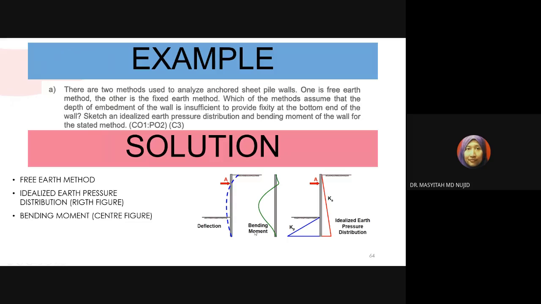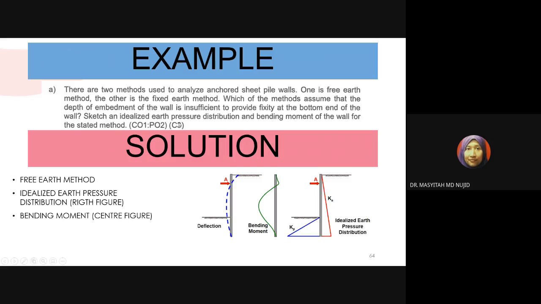This is an example. You are given a question. There are two methods used to analyze anchored sheet pile walls. One is the free earth method and the other is the fixed earth method. Which of the methods assumes that the depth of embedment of the wall is insufficient to provide fixity at the bottom end of the wall?